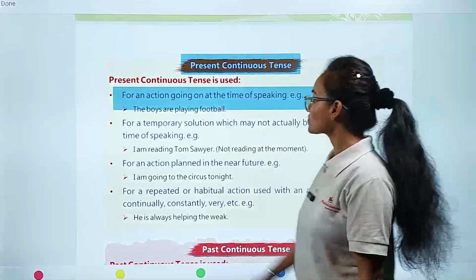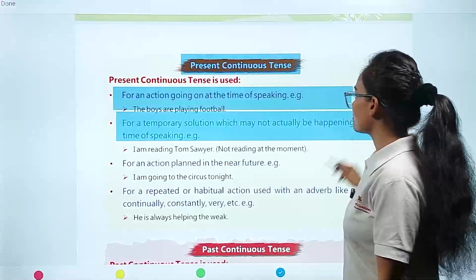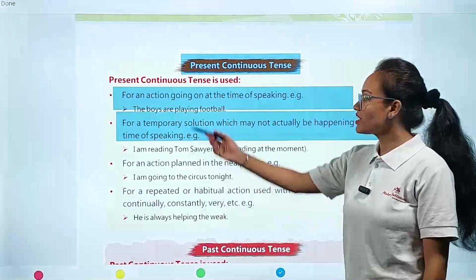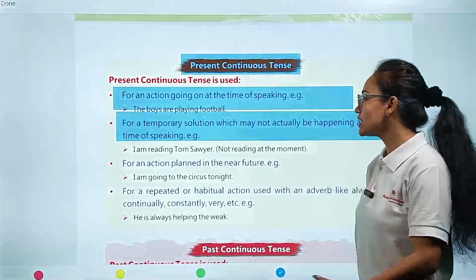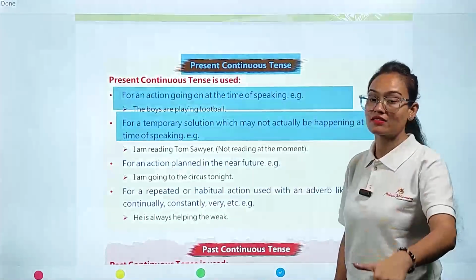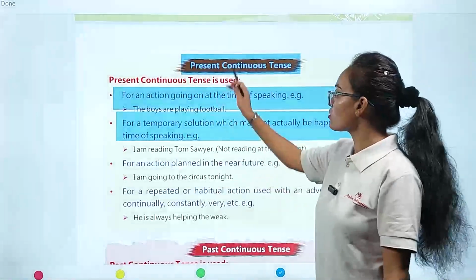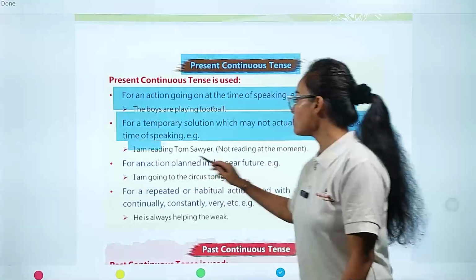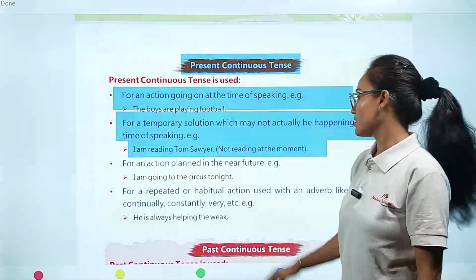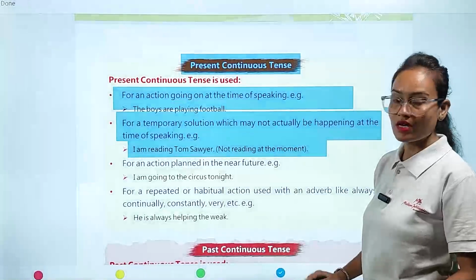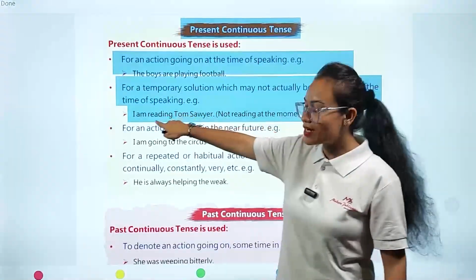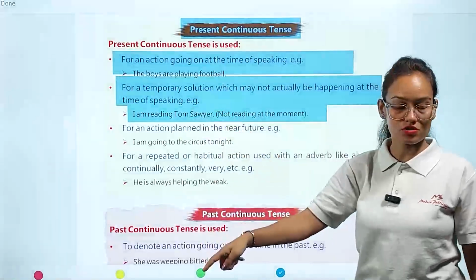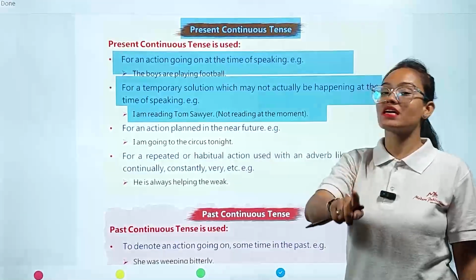Now, for a temporary situation which may not actually be happening at the time of speaking. Whenever we are talking about a temporary situation which is actually not happening at this time, in this case we also use present continuous tense. Example, you can see: I am reading Tom Sawyer. Not reading at the moment. Here, the sentence is saying that I am reading Tom Sawyer, but right now I'm not reading it.